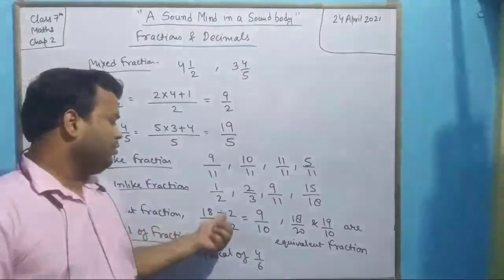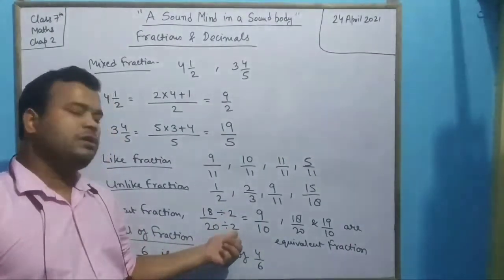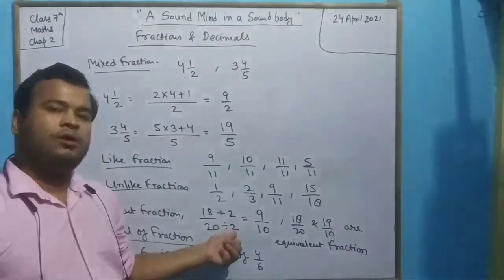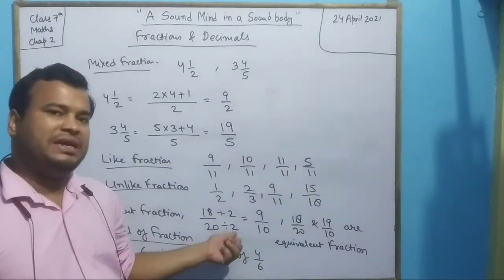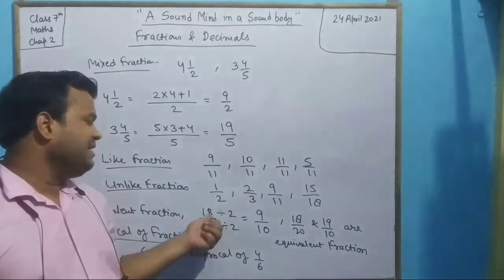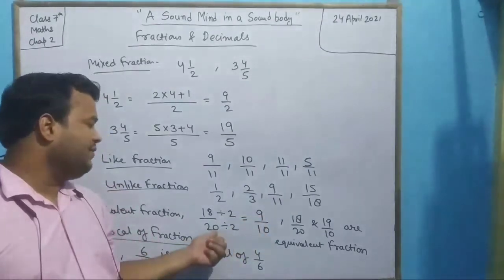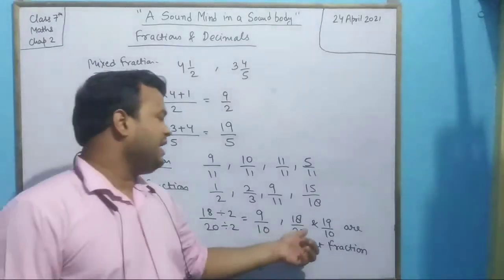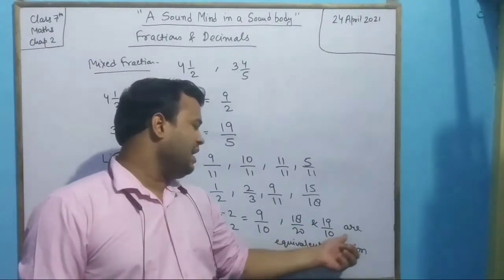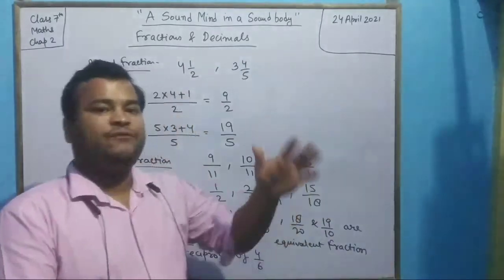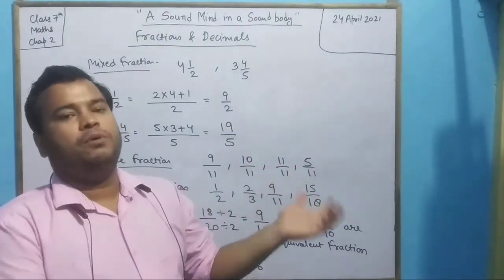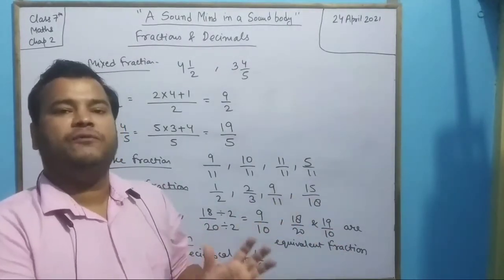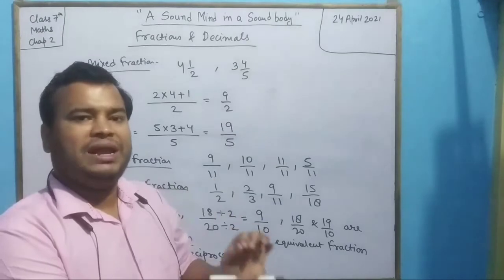For an equivalent fraction, you divide the numerator as well as the denominator by the same number. Like I am dividing the numerator by 2 and I am also dividing the denominator by 2 simultaneously. So dividing 18 by 2 I get 9 and dividing 20 by 2 I get 10. So 9 upon 10, and we can write 18 upon 20 and 9 by 10 are equivalent fractions. Means in a fraction, if numerator and denominator both are divided or multiplied simultaneously by the same number, there will be no effect and we will get the equivalent fraction.